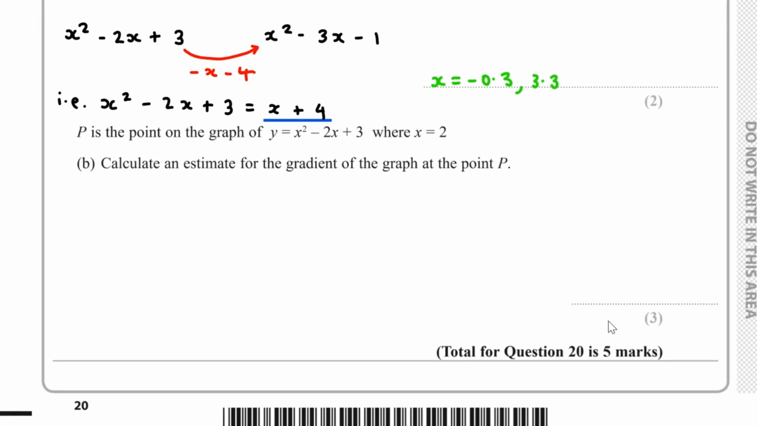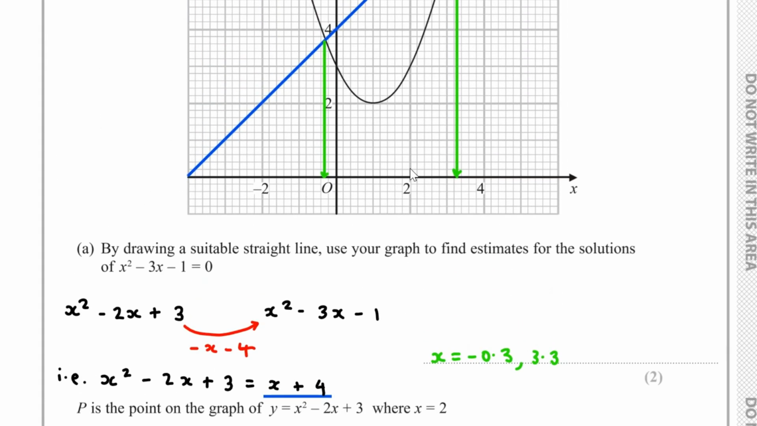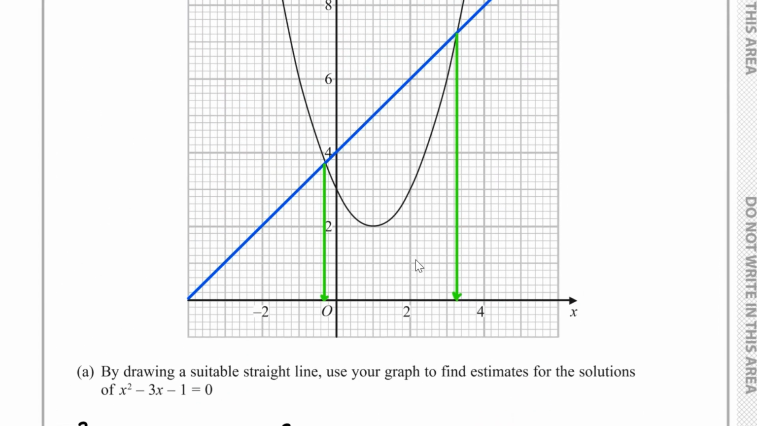And now for part B, P is the point on the graph of y equals x squared minus 2x plus 3, where x equals 2. And we have to calculate an estimate for the gradient of the graph at the point P. If we take a look at where x equals 2, that's over here. What we need to do is find the gradient at this point.